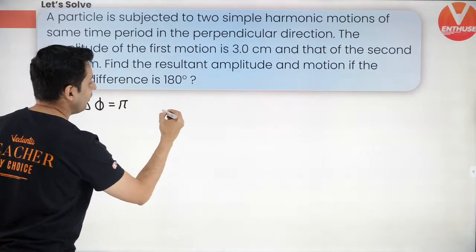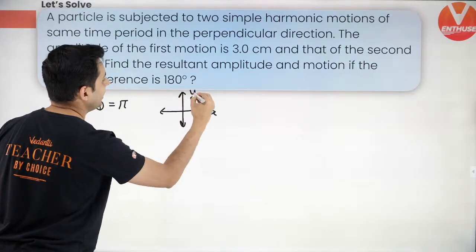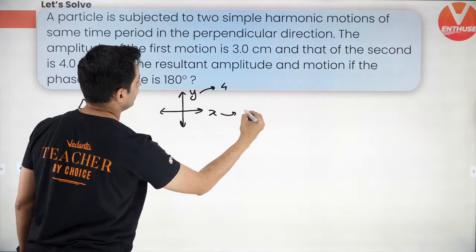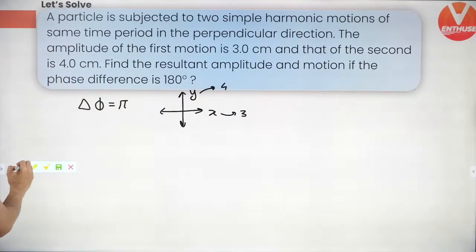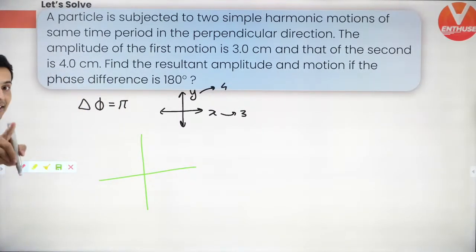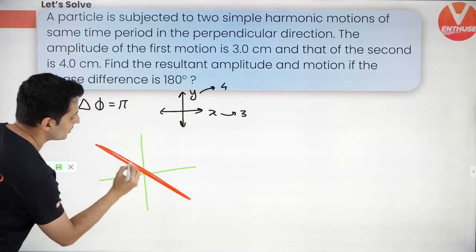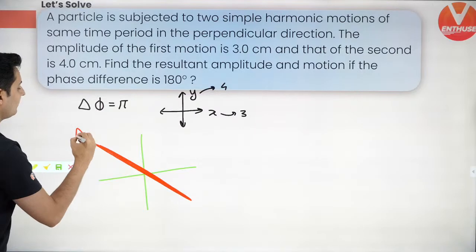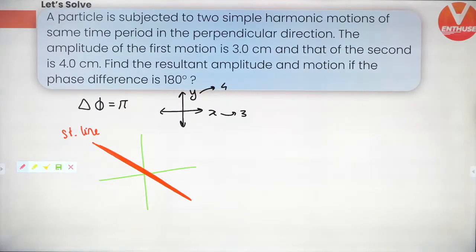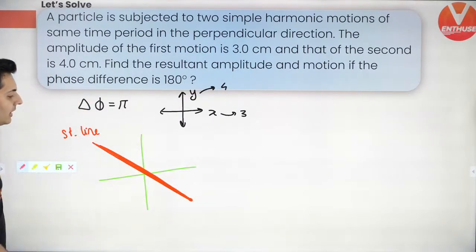What will happen? One motion is in x and one motion is in y. The y motion has an amplitude of 4 and the x motion has an amplitude of 3. What will happen to the resultant motion, guys? The resultant motion will also be SHM. It will look like a straight line with a negative slope. Do you remember? I just told you about it. This was when del phi was 180 degrees. So this is still a straight line. Correct? Yes.